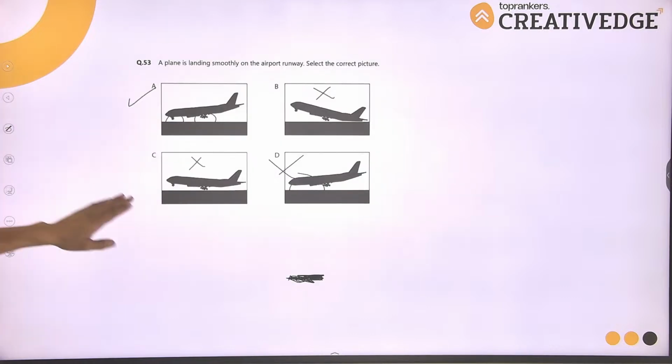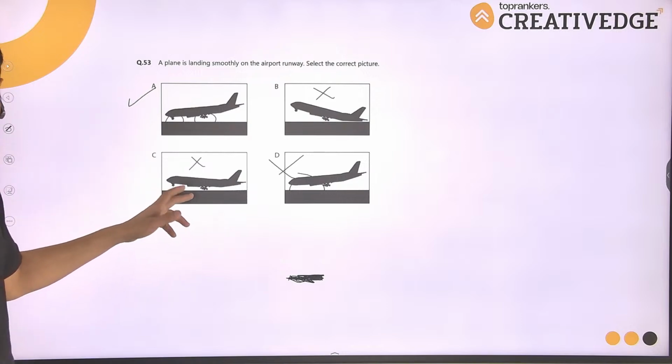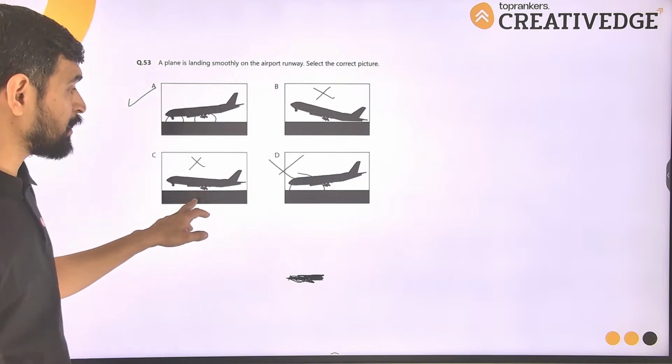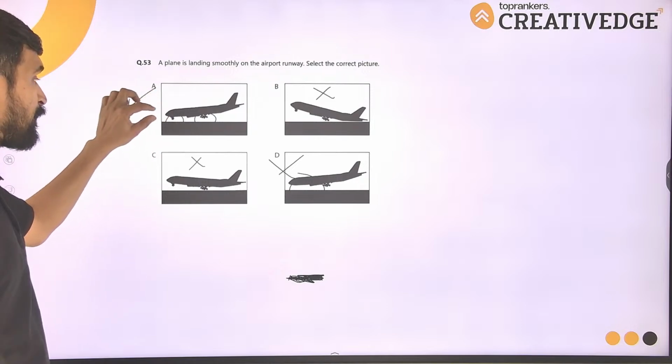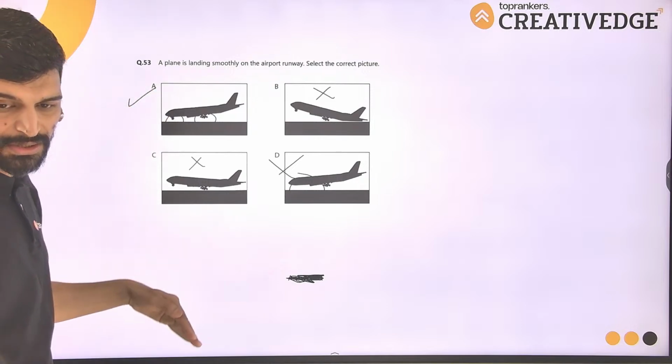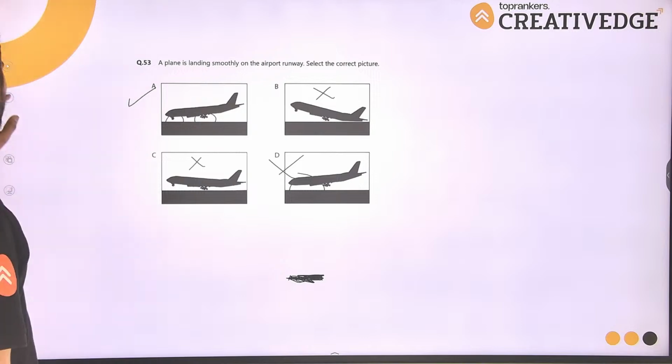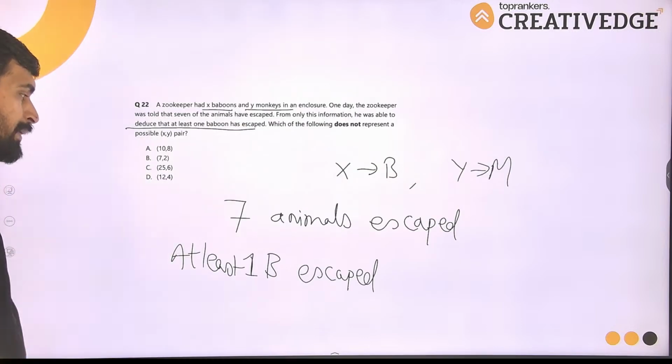C is not correct. बेटा टेक ऑफ नहीं है, लैंडिंग है. C is not correct. टेक ऑफ नहीं है, लैंडिंग है प्लेन का. So plane का लैंडिंग will be this face of the plane should be towards the earth. Fine. Okay. Let's come back.